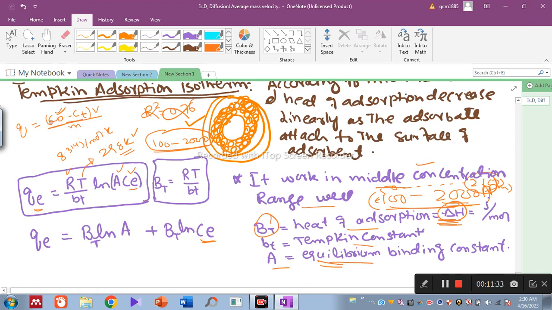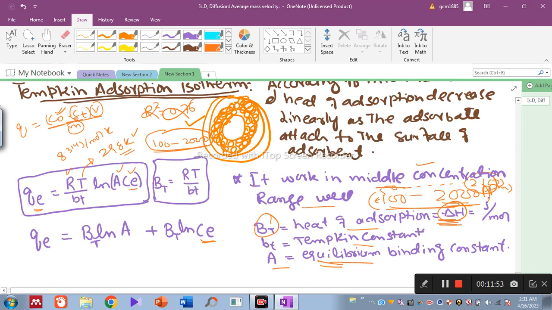So this C naught is the initial concentration. It can be 100 ppm, 200 ppm. So the concentration of our initial solution will be given to us, and the volume of solution will be given to us. Suppose this is 100 ppm, 100 ml solution, 1000 ml solution, and the mass of adsorbent can be 1 gram, 2 gram, it can be any gram of adsorbent.